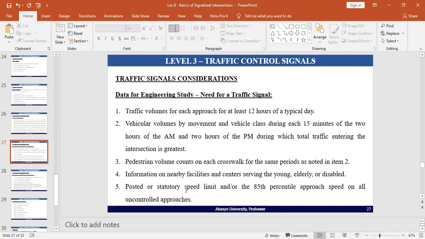posted or statutory speed limit and or the 85 percentile approach speed on all uncontrolled approaches. Okay, so you also need to know information about the speed limit, what speed the major road or minor road is designed for. You need to know about that, and also you need the 85 percentile approach speed.